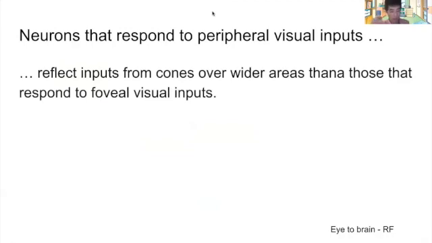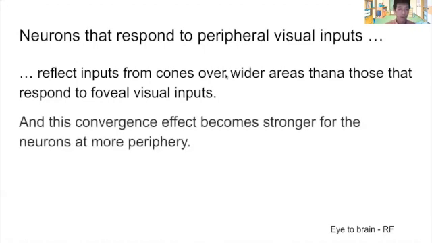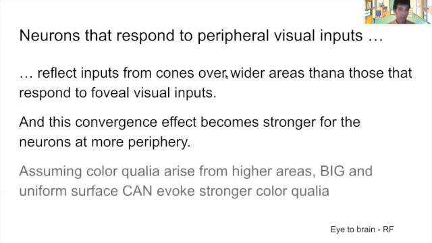Just to summarize the last figure, neurons that respond to the peripheral visual inputs reflect inputs from cones of a wider area than those that respond to the foveal visual inputs. And also, this convergence effect becomes stronger for the neurons at more periphery. Assuming color qualia arise from higher areas, a big and uniform surface can evoke stronger color qualia. Okay, so that's the upshot of the last figure.